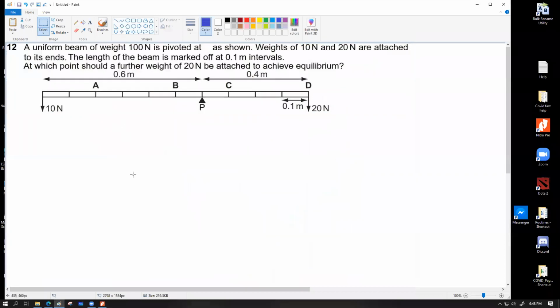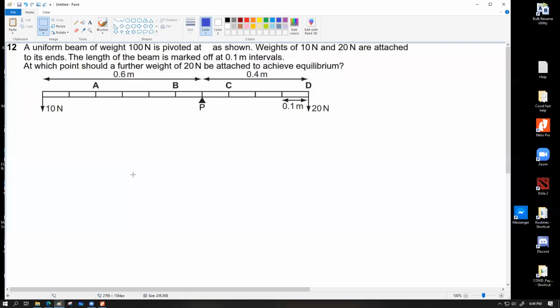A uniform beam of weight 100 Newton is pivoted as shown at P. It is pivoted at P as shown. So the beam is uniform, that's important, but it is pivoted at point P, so it is not pivoted at the center of gravity. So important observation.